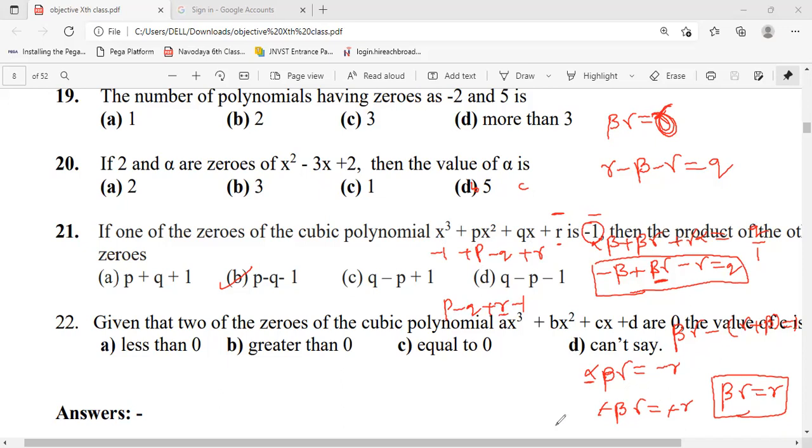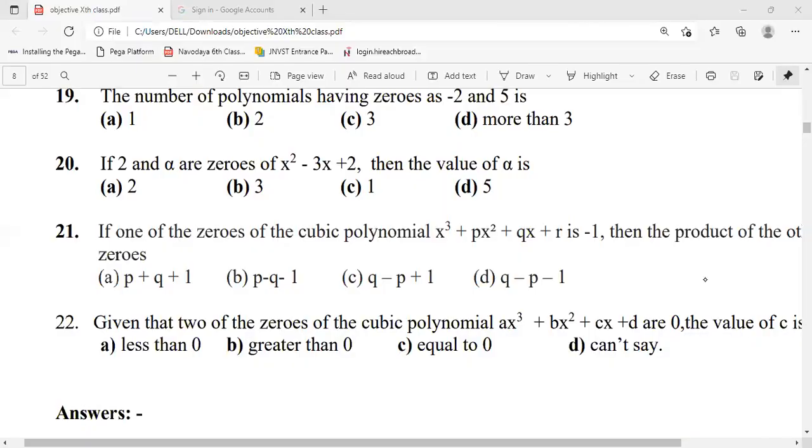Okay, like this it is not coming. We'll make this simpler. So they said minus 1 is one of the zeros. So you have to substitute minus 1 in place of x. So this will become minus 1 plus p minus q plus r equal to 0 we have to write. That means r is equal to minus p plus q plus 1. Okay, but what is r?